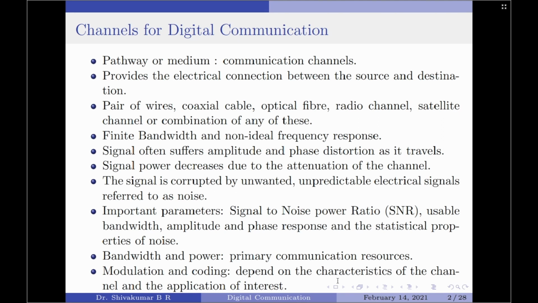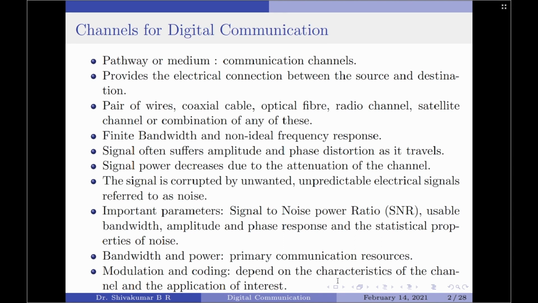The signal is corrupted by unwanted, unpredictable electrical signals, which are commonly referred to as noise. Some of the most important parameters of the channel are signal to noise ratio, commonly referred to as SNR, usable bandwidth, amplitude and phase response, and lastly, the statistical properties of the noise. The two channel characteristics, bandwidth and power, constitute the primary communication resources available to any designer.